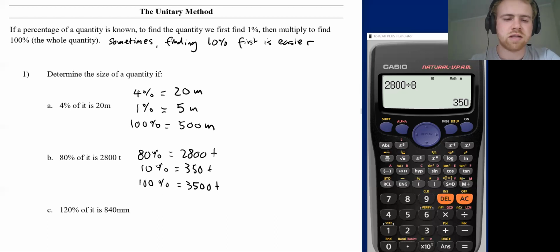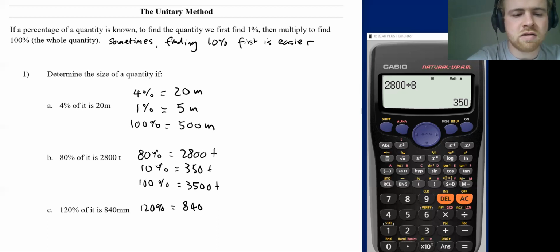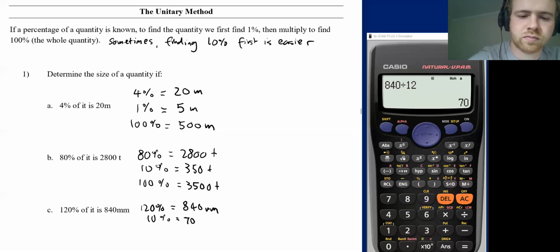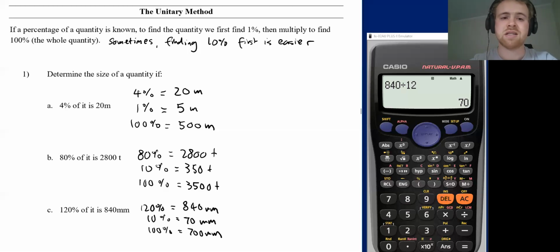Okay, last example of this kind, we know what 120% of it is. We're going to find what 10% is and then find what 100% is. So 120% equals 840 millimeters. That means 10%. Let's divide 840 divided by 12 equals 70. And then 100% is just 700 millimeters as such. Okay, that's the unitary method.